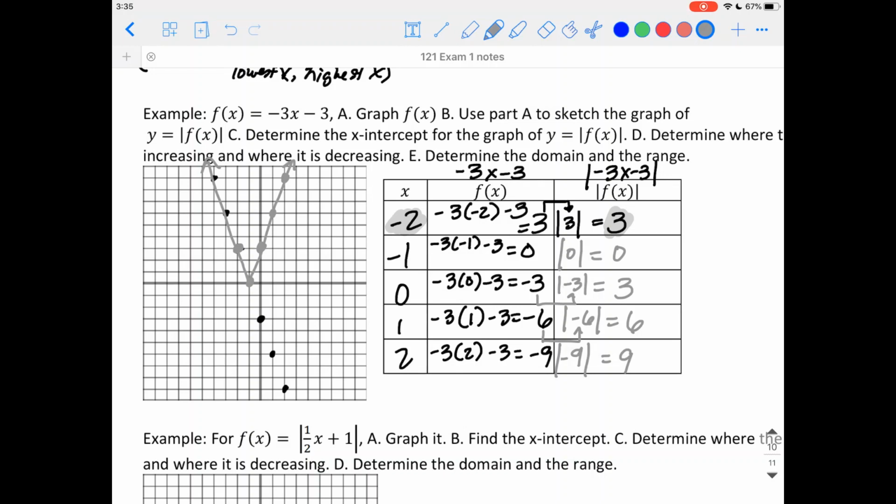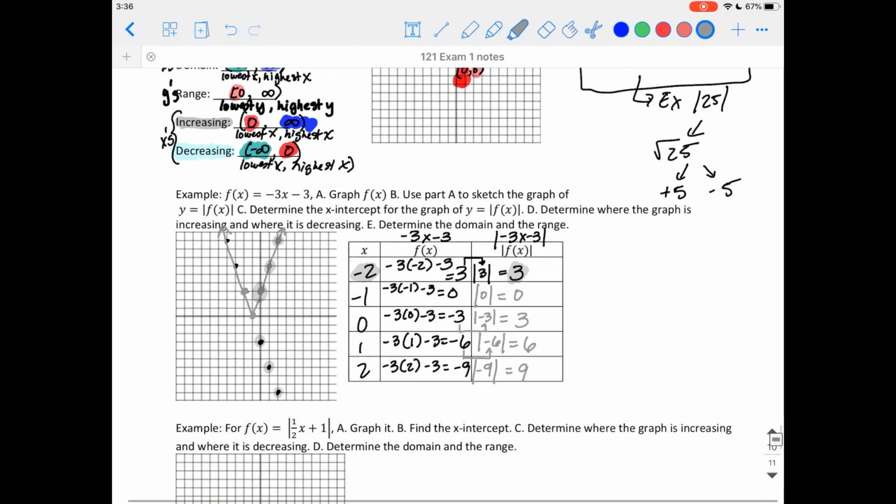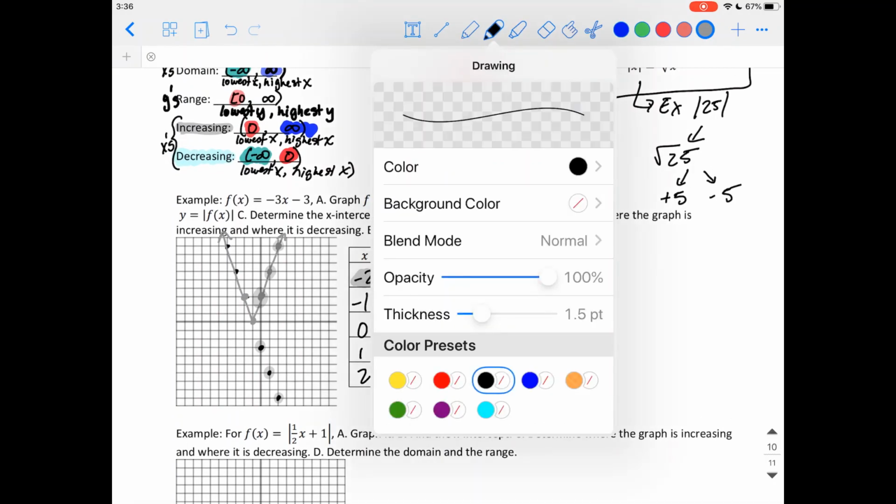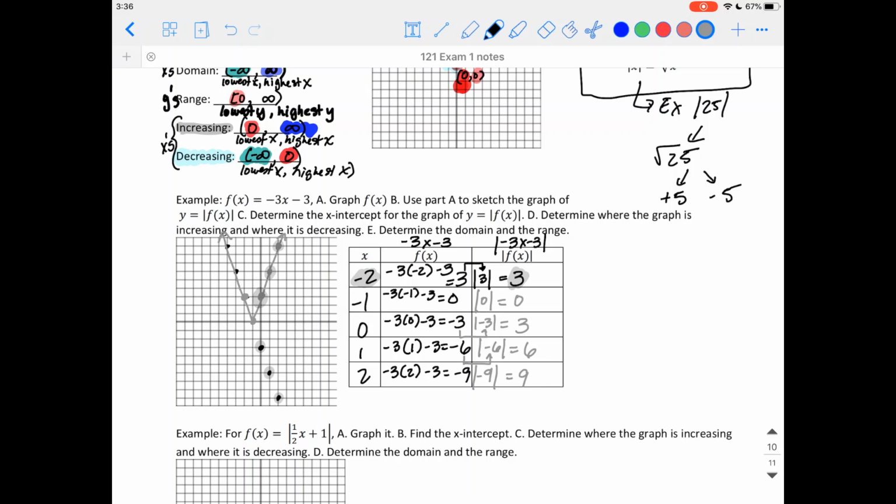If you notice, these points that have negative y values turn into positive ones. So this negative y value turns into a positive one, and this negative y value turns into a positive one. So the graph in gray is your answer. All right, let's continue answering these questions. So we did part A, we did part B.